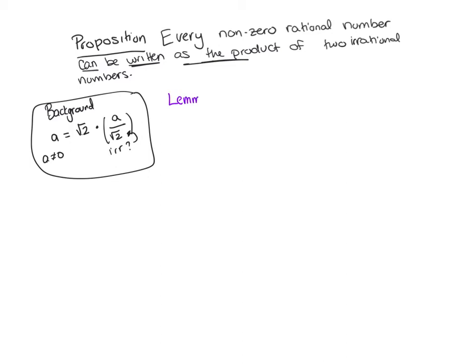I need this little mini proof that if a is a non-zero rational number, so I'll say that a is in Q, not equal to 0. Or maybe I can say if a is in Q and a is not equal to 0, to make that more explicit. Then I want to show that a divided by the square root of 2 is irrational.